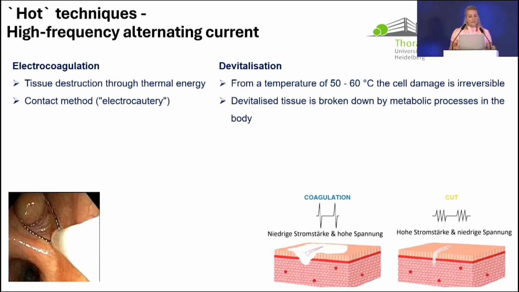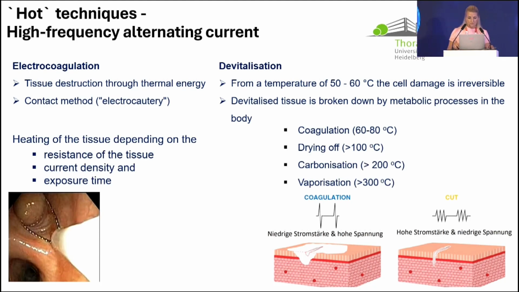High frequency alternating current, electrocoagulation, everybody knows this. Tissue destruction through thermal energy. This is a contact method, so we have our tools in contact with the tumor. We achieve a devitalization at a temperature of 50 to 60 degrees. And then the devitalized tissue is broken down by metabolic processes in our body. We have coagulation at 60 to 80 degrees, drying off of tissue at more than 100, carbonization at more than 200 degrees, and vaporization, again, when we reach 300 degrees and higher.